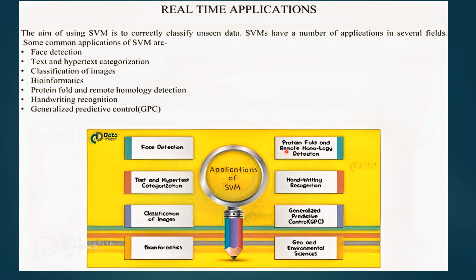Also protein fold and remote homology detection, and handwriting recognition, which is also used in many competitive exams because we check the handwriting for signatures. They verify that the correct people are signing the form or not. With the help of the SVM model, we can also predict using this. Generally GPC, which means generalized predictive control. We also use it in government sectors and in environmental science. So these are the applications where we use the SVM model.